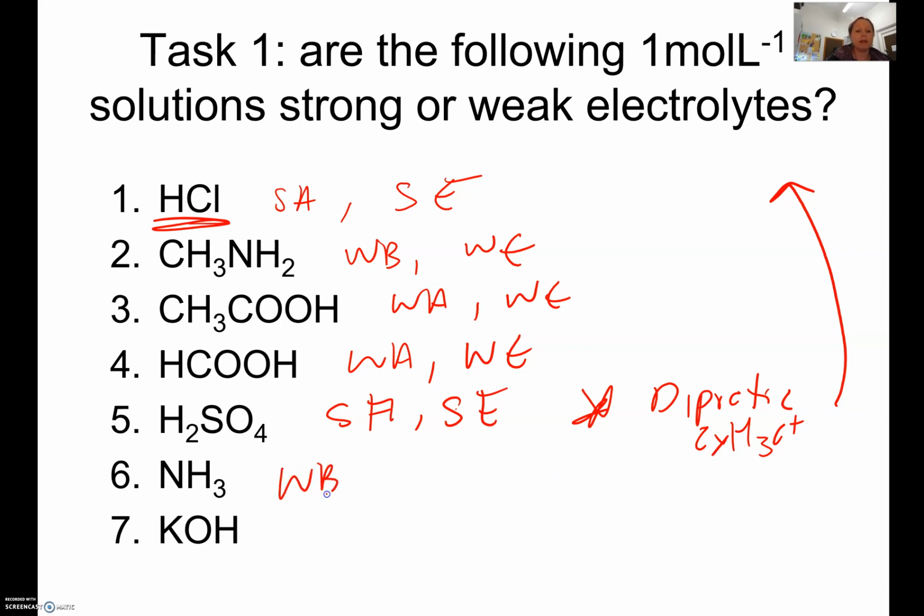NH3 is a weak base, so it would be a weak electrolyte, and KOH is a strong base, so it would be a strong electrolyte.